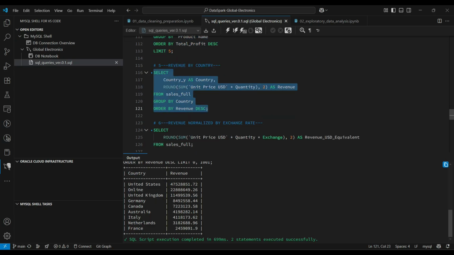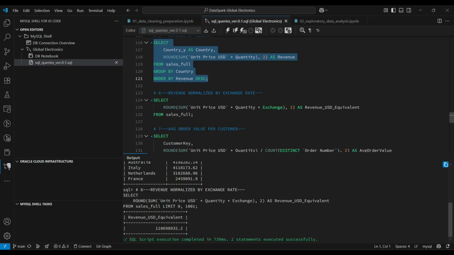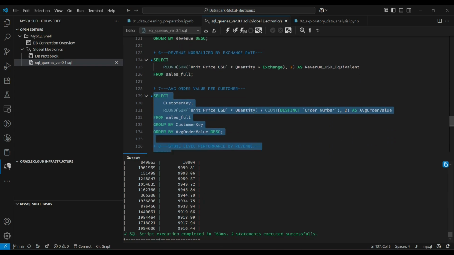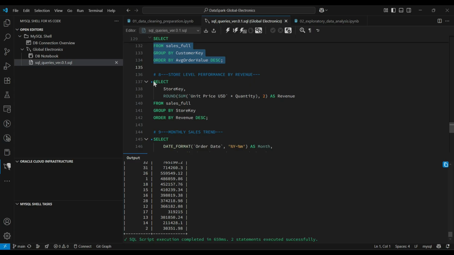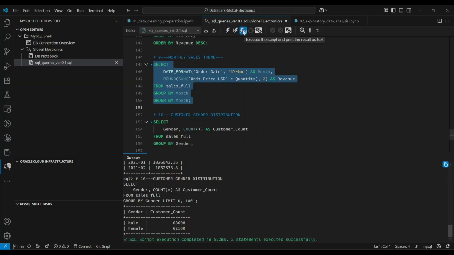Top 5 most profitable products. We calculate profit by subtracting unit cost from unit price and multiplying by quantity, then select the top performers. Revenue by country. This breakdown shows which countries contribute the most revenue. Revenue in USD equivalent. This query adjusts revenue using exchange rates to normalize all sales in a base currency. Average order value per customer. We measure how much on average each customer spent per order.